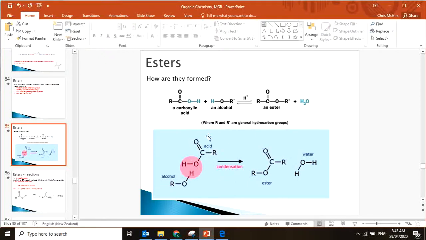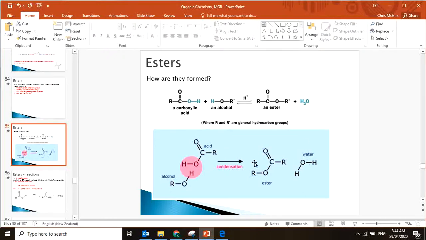Here's another diagram just to help explain if that one didn't make sense. Here is a carboxylic acid: carbon to oxygen double bond, carbon to oxygen, and then OH, and the alcohol has the OH. The OH from the acid and the H from the alcohol are removed, and then we join across there, as you can see with that functional group. So it's called a condensation reaction because we're combining two bigger molecules and removing water.